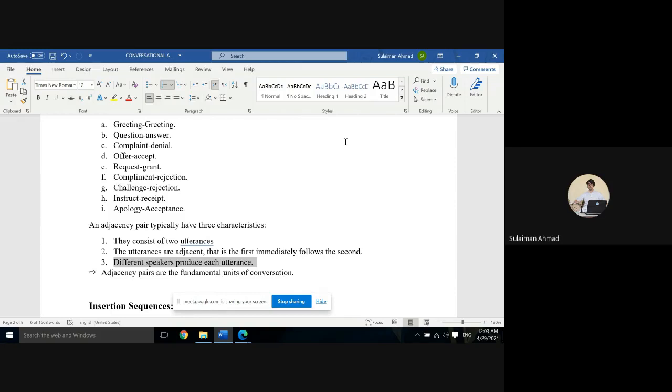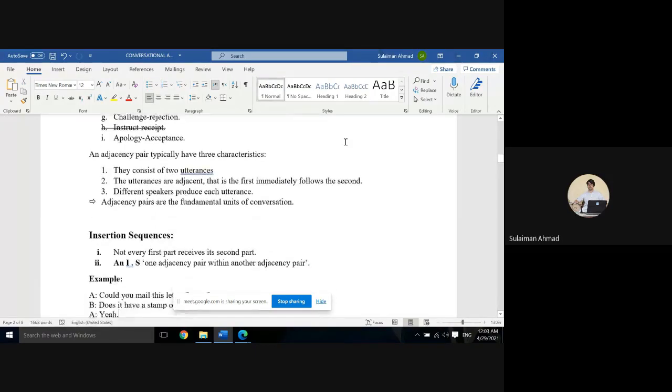So actually both of them produced those two utterances, and those utterances were produced by the same speaker, right? Like the thief produced those two utterances, and in the same way, the owner of the garden also produced those two utterances by himself. That is not what you call an adjacency pair. The two utterances of an adjacency pair must be uttered by two different speakers, right? So an adjacency pair has two utterances. Those two utterances must be uttered by two different speakers, right? And those two utterances must be closely related to each other.